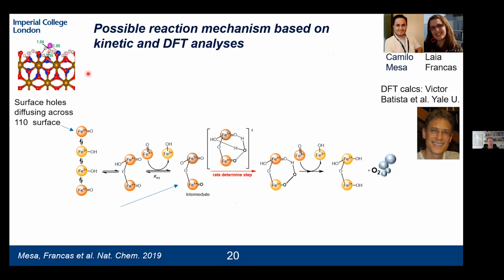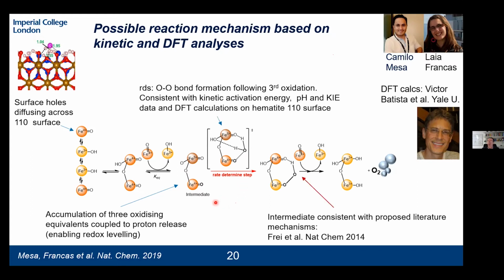Very often people interested in catalysis imagine that catalysis happens at defect sites. Victor did his analysis assuming a flat 110 surface and was able to show that his calculations agreed rather well with our measurements. And the idea is that we can see these iron 4 oxos diffusing around on the surface. 2 come together, then 3 come together. When the 3 come together, that enables a reactive pathway which has a rather low activation energy.